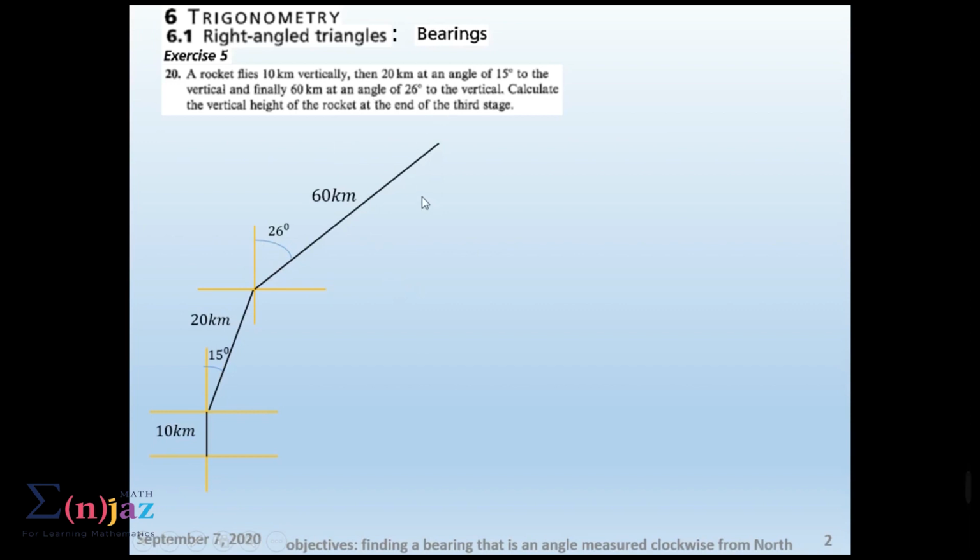This is the end of my trip here. What they're asking us to do, calculate the vertical height of the rocket at the end of the third stage. So it's from this point down to the starting point. Now, like I said, you should always look for triangles. So if we finish, as you can see here, if we finish the lines here, can you see this right angle triangle?